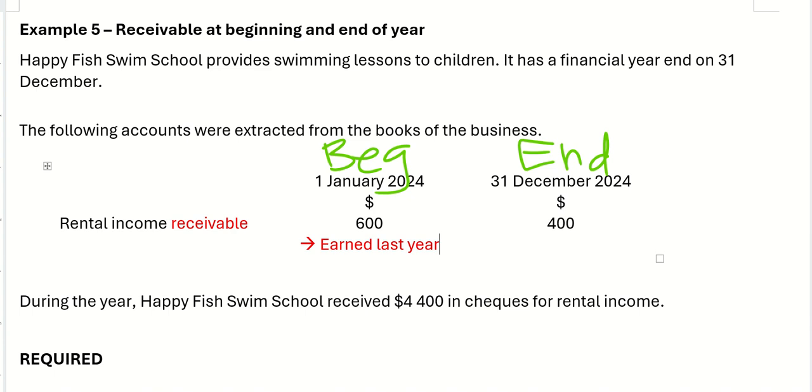Correct. It is earned last year. You earned it last year, right? So I'm only asking you, when did you earn it? Now, it's a receivable at the beginning of the year. It means that on 31st of December 2023, you are telling people, I have done work worth $600, but I haven't collected it yet. That's the meaning of receivable, right?